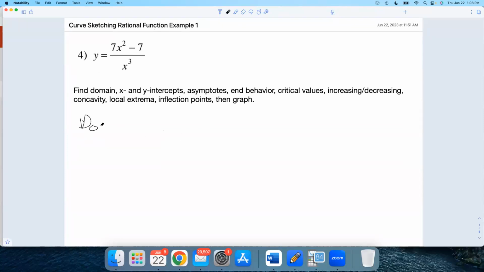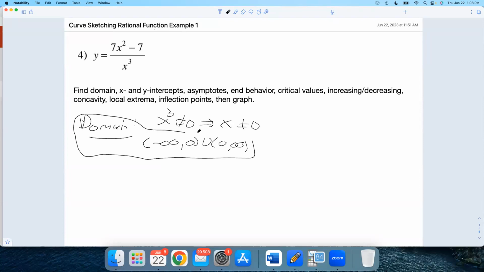Okay, this guy has domain issues. So remember, you're never allowed to divide by 0. Our domain here, the bottom, x cubed, is not allowed to be 0, which implies x cannot be 0. So that means my domain is all real numbers except 0. So when I go to graph, I'm going to have two separate sections of graph that are not touching each other. That's why it's important to find our domain first.